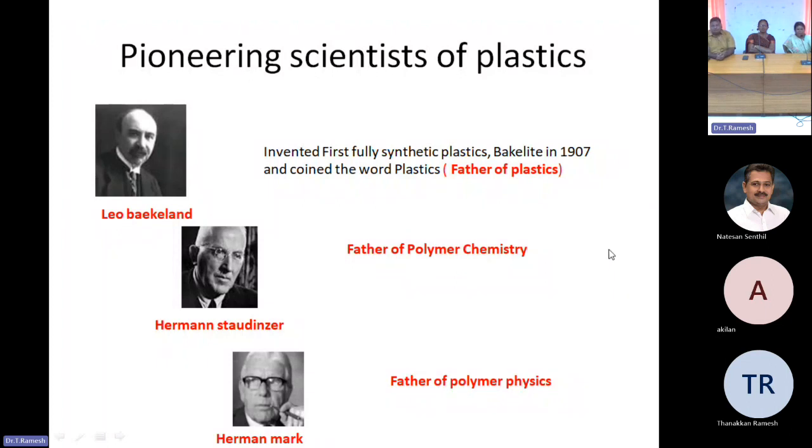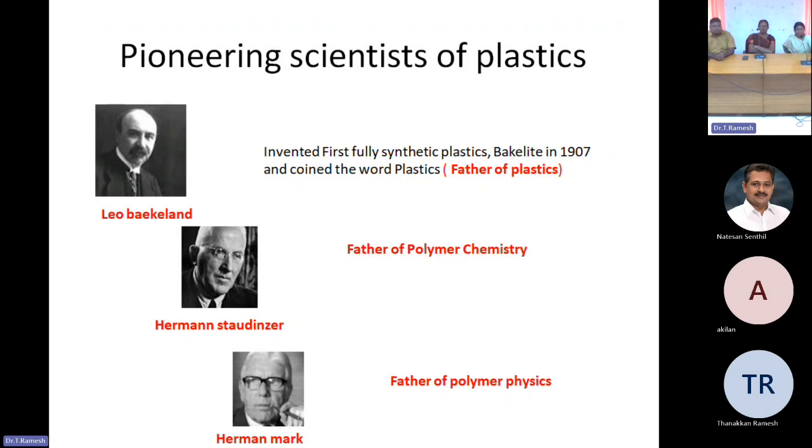Let us acknowledge the great legendary scientist here, Leo Baekeland. His name itself, Baekeland, signals that the first synthetic plastic was invented by him. He was a Belgium-born scientist, later settled in the US. As early as 1907, the first fully synthetic plastic, Bakelite, derived from his name, was invented. And he coined the word plastics. He was fondly called the father of plastic. He dedicated his entire life to research on this wonderful material.